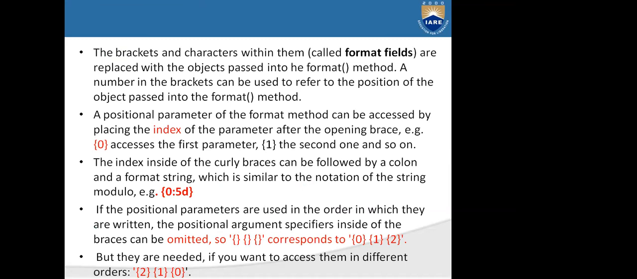In string modulus, we call it a placeholder and format specifiers. Here we will call it format fields. Understand? And the respective brackets are replaced with the objects passed to the format. So the respective objects are going to be passed to the respective specifications.